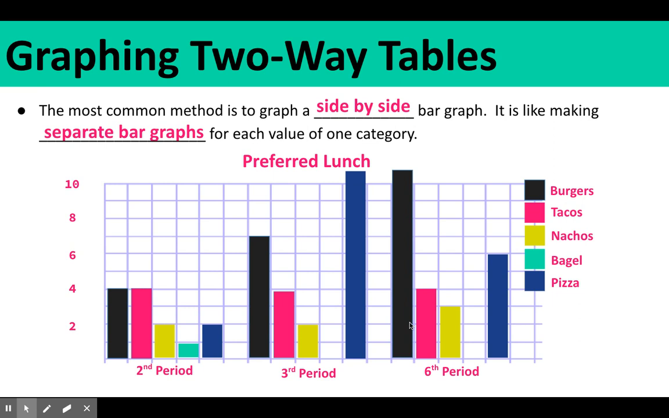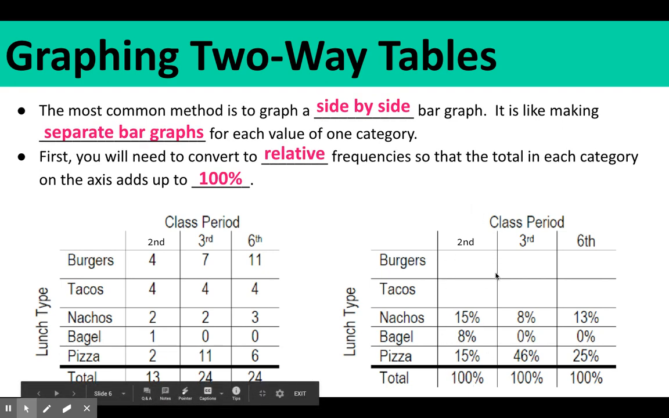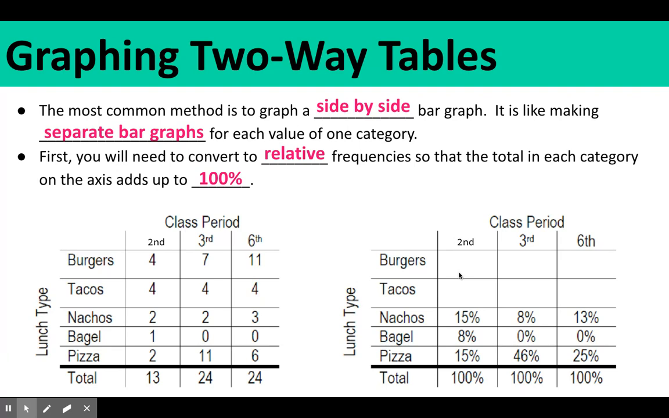But what I'm going to teach you guys how to make in this lesson is a side-by-side bar graph that's using percentages. So instead of dealing with frequencies, we're going to look at one that deals with percentages, which means the first thing we have to do is convert the numbers to relative frequencies so that the total in each category adds up to 100. So what that means is I'm basically going to split this up and look at second period, third period, and sixth period as 3 separate classes so that I can make 3 separate bar graphs, right?